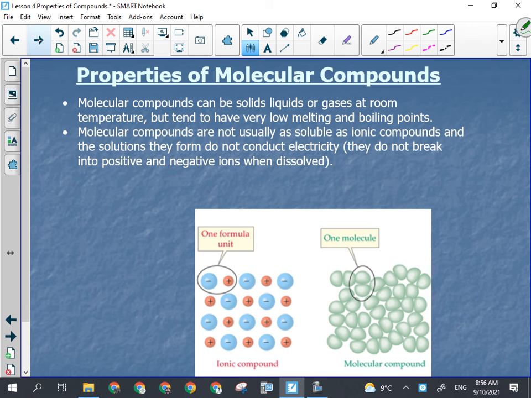The big thing is that molecular compounds, when in solution, so if they do dissolve, their solutions do not conduct electricity because they do not break up into those positive and negatively charged ions. So if I have a glass of distilled water and I put a conductivity tester in there, it'll show 0. If I pour alcohol in there, it'll still read 0 because alcohol is soluble in water, and it's a molecular compound, so it doesn't conduct electricity.